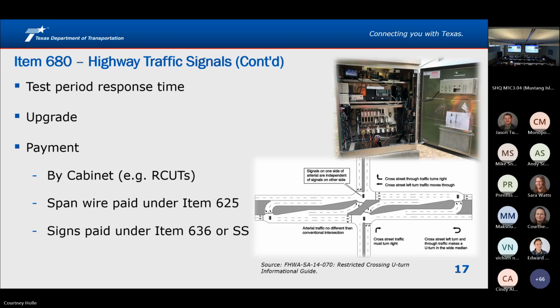In the payment section, I don't know if y'all are familiar with restricted crossing U-turns. If you have that type of design, the signal cabinets are paid by the each, because sometimes that will require 2 signal cabinets. And then added some information that span wire is paid for under item 625, and signs are paid for under item 636, or if you're using illuminated signs under a special specification.